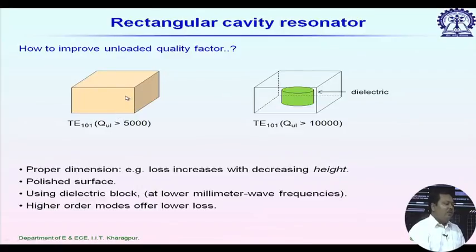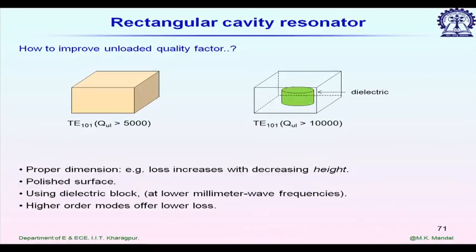Now, how to improve the unloaded quality factor further, or how to minimize the loss further for a given cavity resonator? What can we do? Then we have to minimize the sources of losses. For example, if I use a reduced height, in that case we know that loss will be higher. So, we have to use the standard height, at least b equal to a by 2. We have to use a polished surface, so that the effect of surface roughness is minimum. That is how we can minimize the conductor loss.